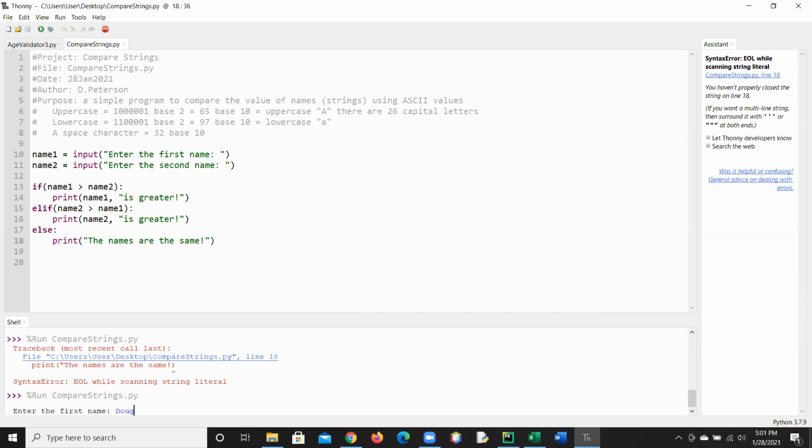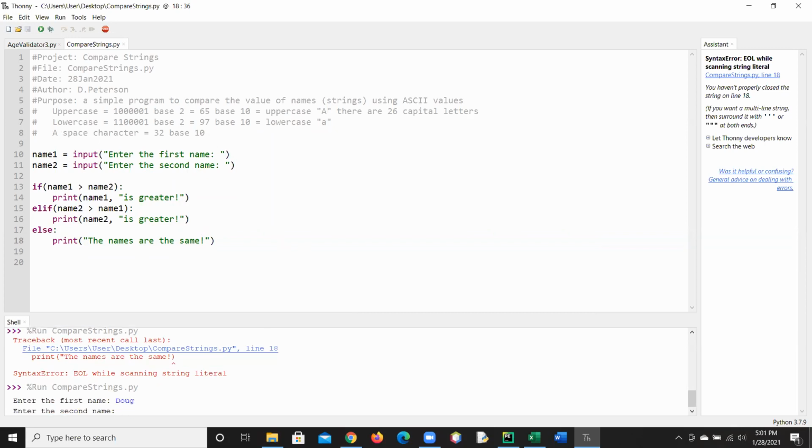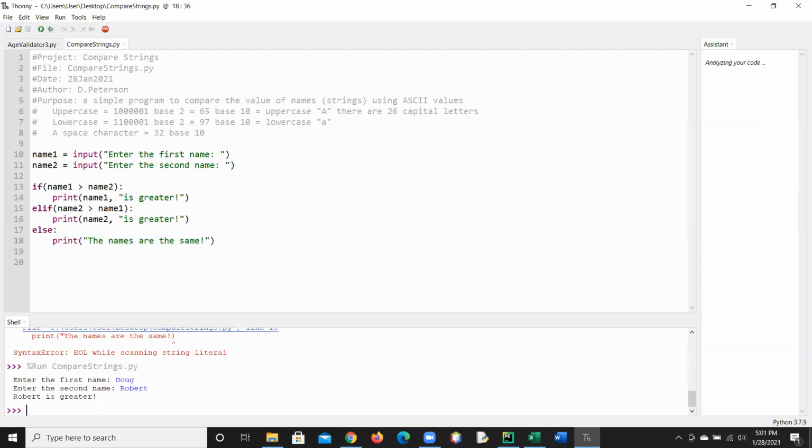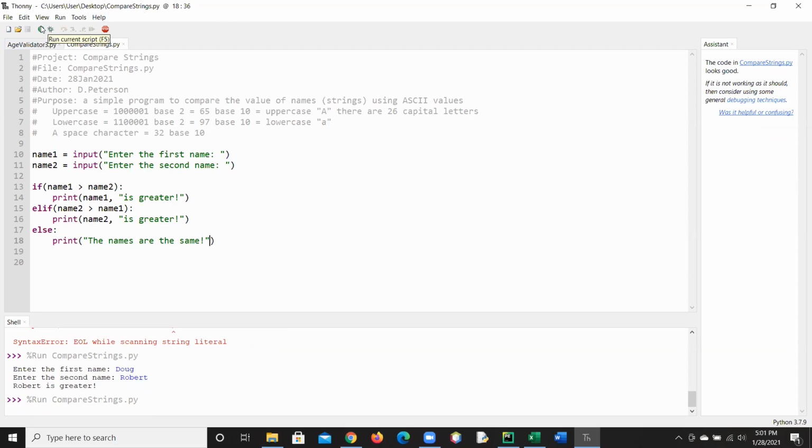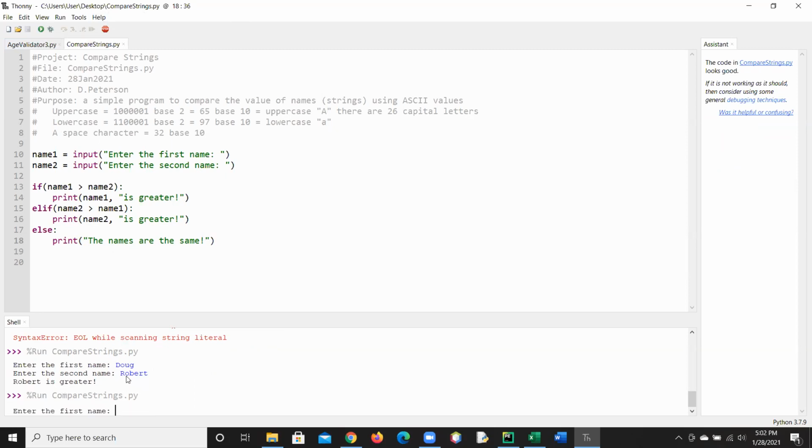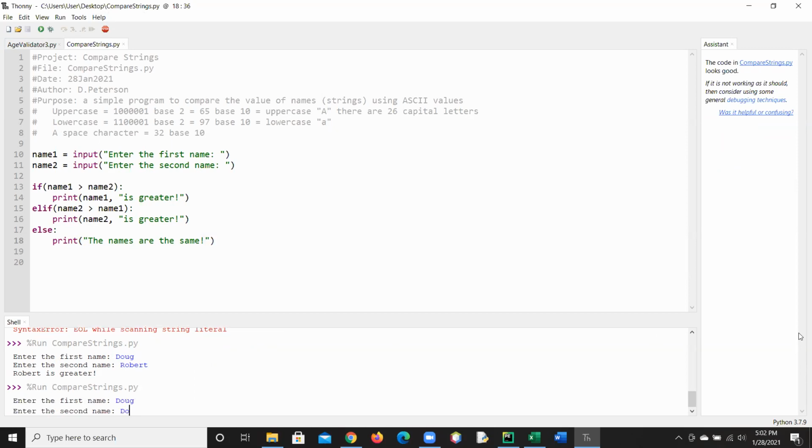And so we'll put in Doug and Robert. Okay, Robert is greater, and that's because the capital letter R is more than the D there. Let's try Doug and Don.